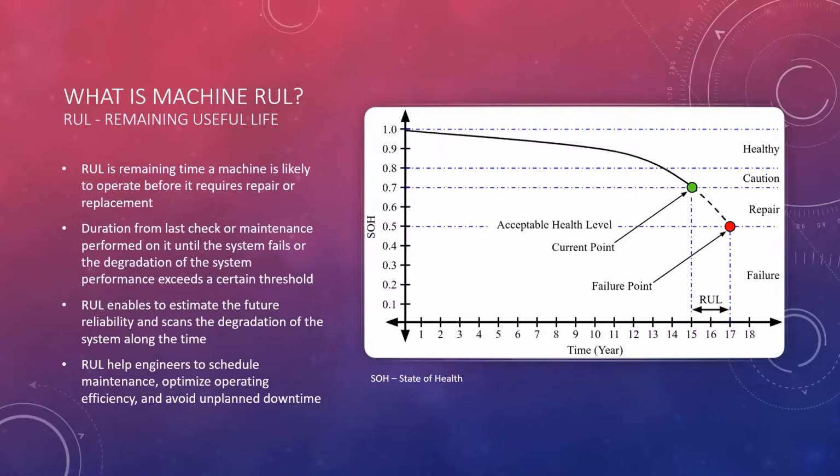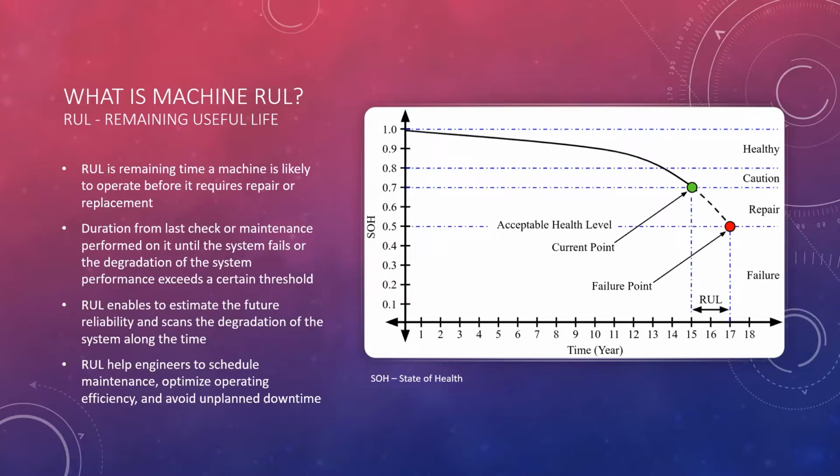So first of all, what exactly is machine RUL? Remaining useful life is, as the name suggests, about a specific machine. During its operating time, the efficiency of that machine is going to reduce because of wear and tear. So what is the available time right now till the next service, or maybe till the next failure? That is the remaining useful life that we are mentioning here.